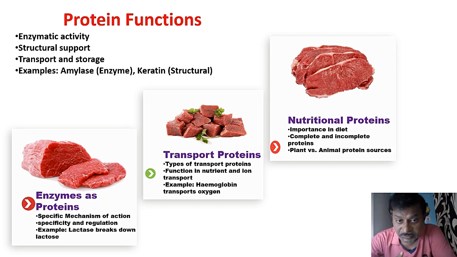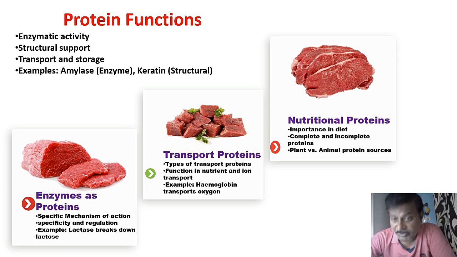Then transport proteins function in nutrient transport, and ion transport is also done in the cell membrane. For example, hemoglobin is a transport protein which transports molecular oxygen in our blood, because it is very important for the oxidation process in the cells. So oxygen is needed, and that oxygen is transported from the lungs to various cells by hemoglobin.